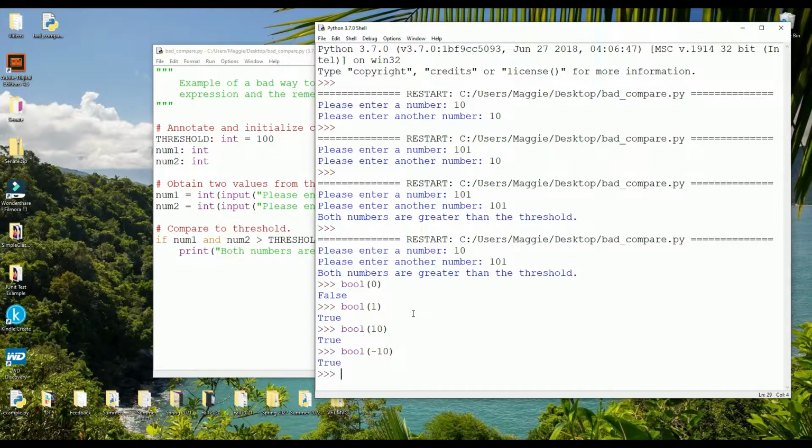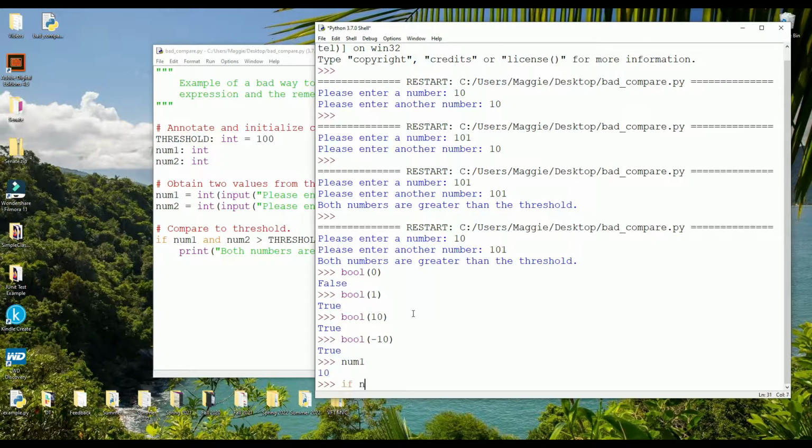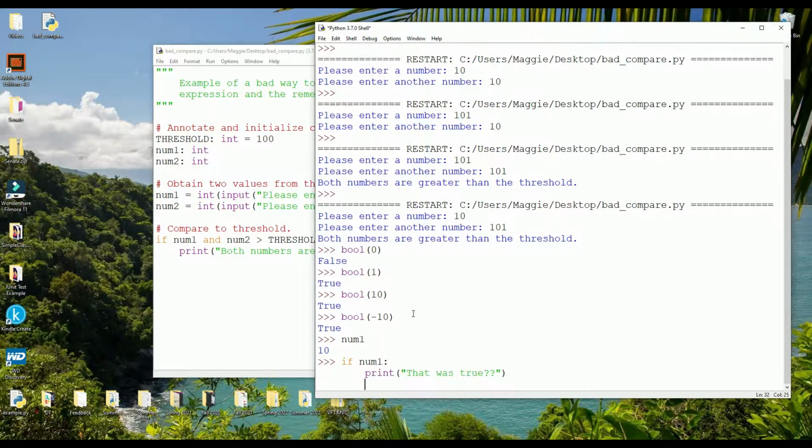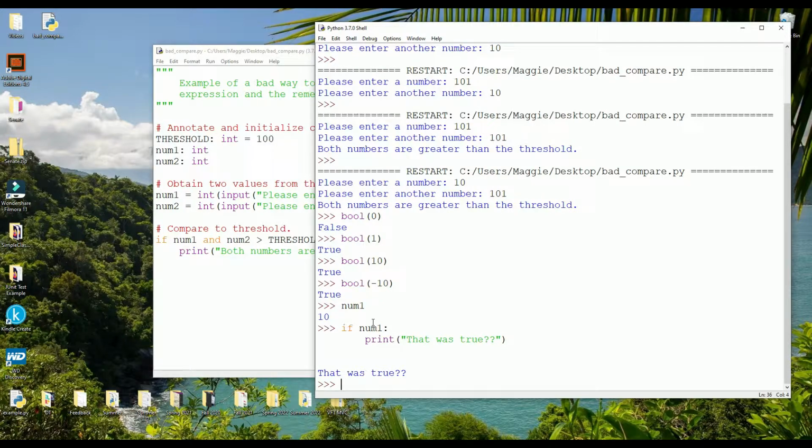In fact, we can write if and then some integer. Let's look at what we call our numbers, num1. I can write if num1 print that was true, and it prints it. Num1 is a non-zero integer, so it evaluates to true.